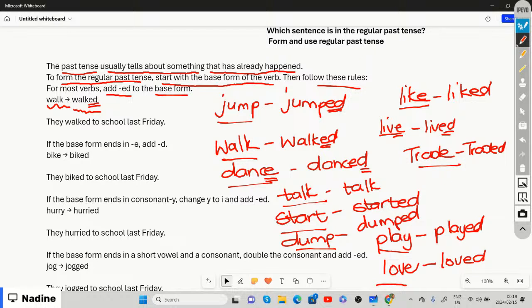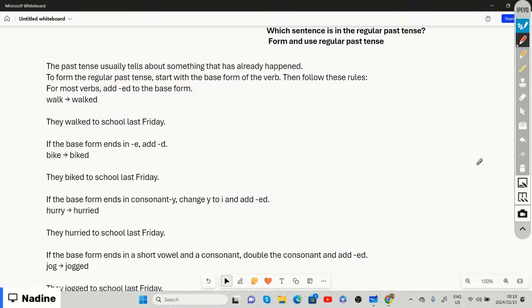So once again, here's a few examples of regular past tense verbs. We said that if, for example, we have a regular verb like walk, and it does not end with an E, we add an ED to this word, and then the word becomes, for example, walked, because we added an ed.